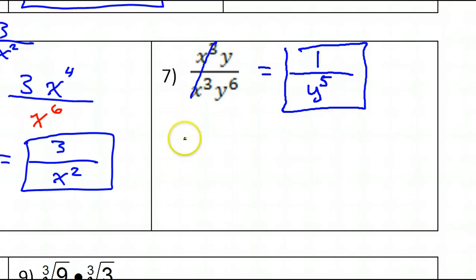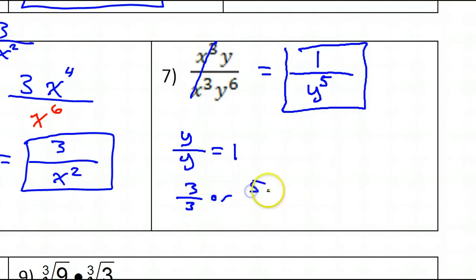Remember, when we're canceling things out, like when we cancel out y over y, really what we're doing is making 1s. Anything divided by itself, like if I had 3 over 3 or 5 over 5 or anything over itself, is going to be 1. So same thing with y over y. So it's no surprise that the numerator is going to be a 1 when everything cancels out.